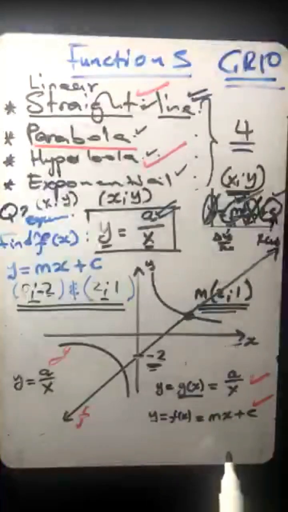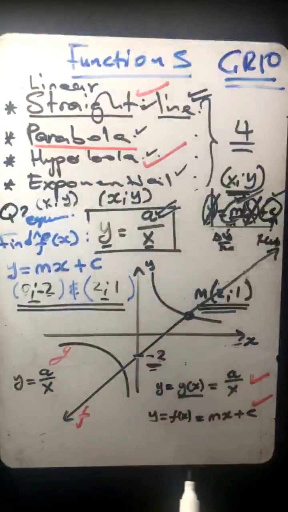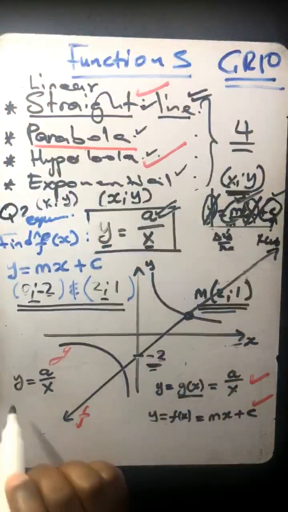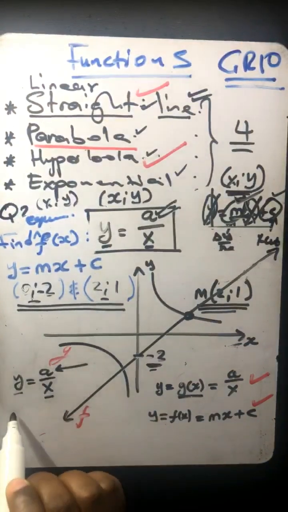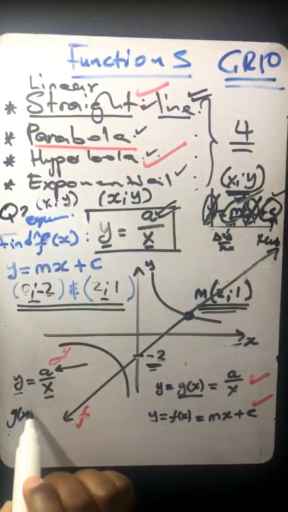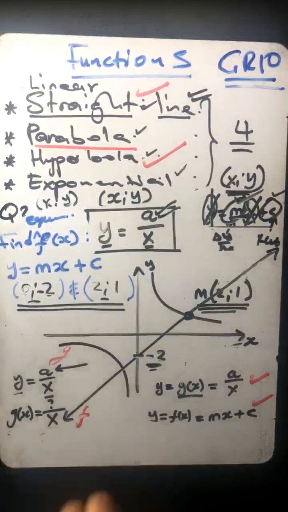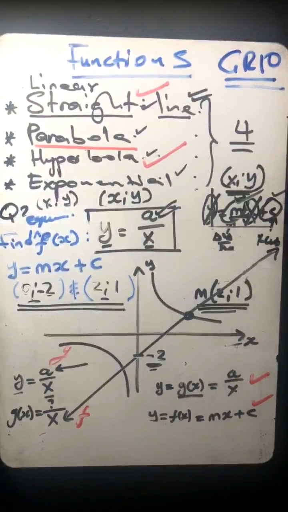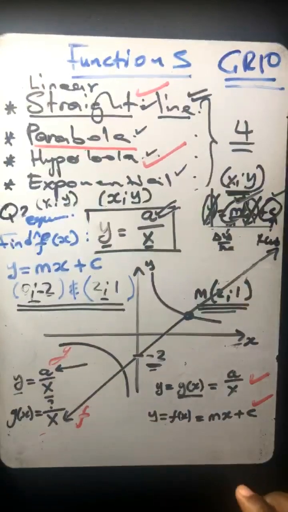So now, at that same point, what you do is just substitute the y value and then you get the a value. Then you give your equation, g of x is equal to whatever the a value is over x. That's all. So some more questions may be asked based on that information.